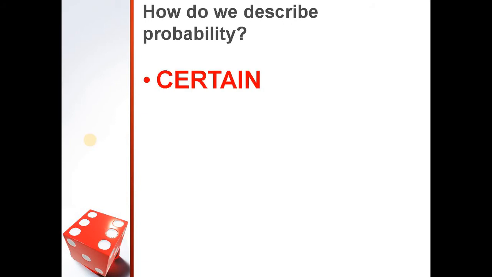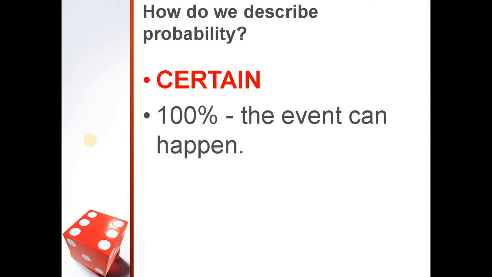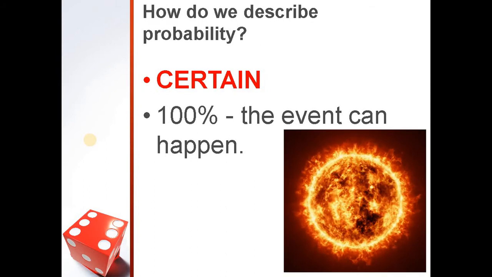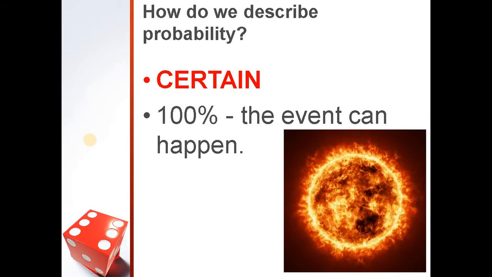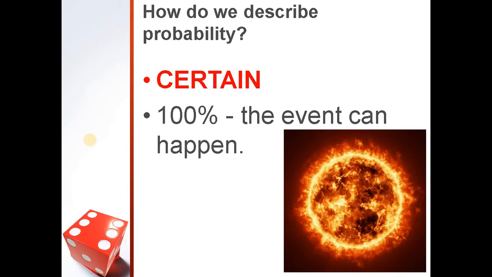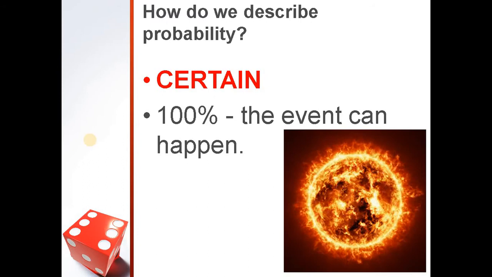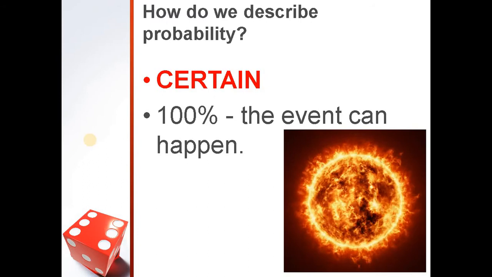First one is the word certain. When you talk about certain, it is 100% sure the event can happen. So let's say, for example, this is the sun. What is the probability that the sun is hot? We know already that the sun is hot, and we are very sure of that. So the probability will be like 100%.